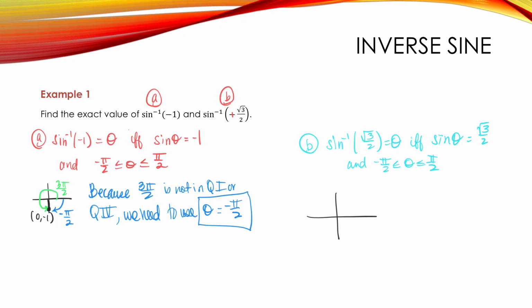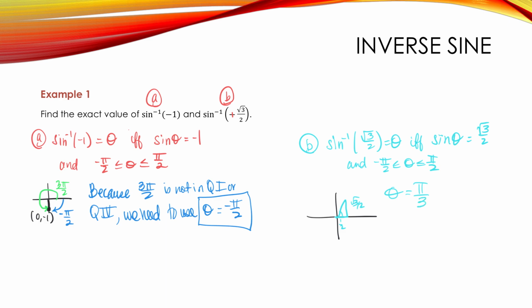So root 3 over 2 means that our sine value is root 3 over 2, so we went over a little and up a lot. So this is our 1/2 and our root 3 over 2. That means our theta is a 60-degree angle, which is pi over 3.